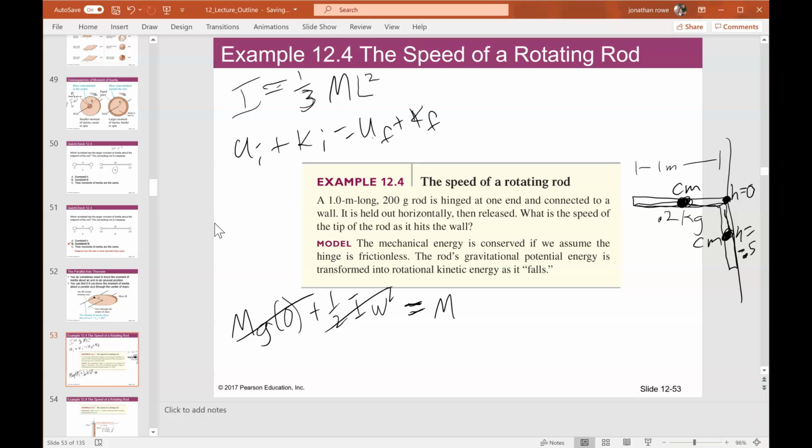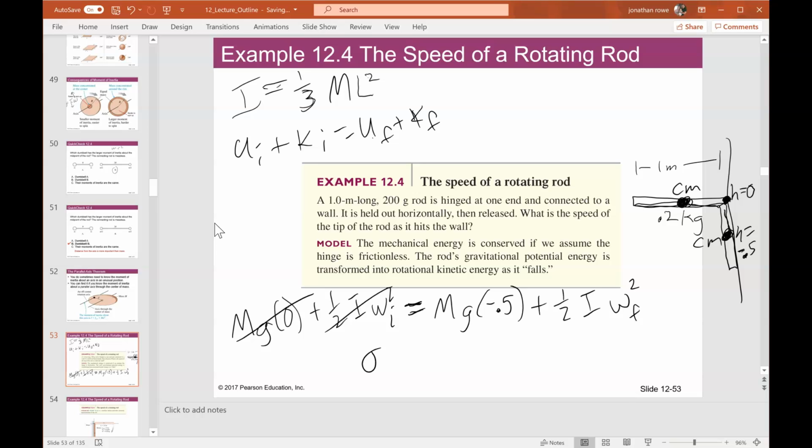So it's mg times negative 0.5, plus 1/2 I omega f squared, which is what I'm looking for. I need to find that final omega. If I can find the final omega, I can find the final speed by multiplying by R. Okay, so I think I know everything I need to know.